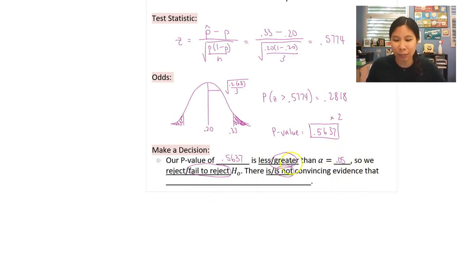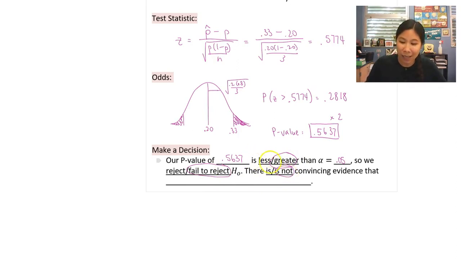One thing I want you to notice here is every time we pick the second option out of our fill-in-the-blank stuff, it's always the second options that go together. So greater than always goes with fail to reject, always goes with is not convincing evidence.